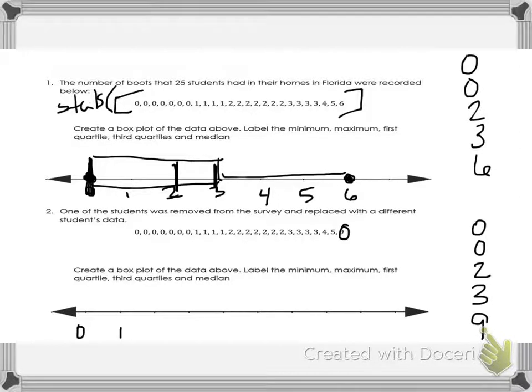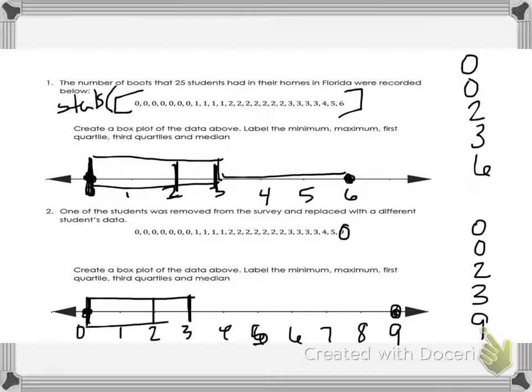So 1, 2, 3, 4, 5, 6, 7, 8, and 9. So 0 again gets a dot, and so does 9, my min and my max. Q1 gets a line. The median, which is number 2, gets a line, Q3 gets a line, and then I just create my box. And that's how you create a box and whiskers plot and use Desmos. Okay?